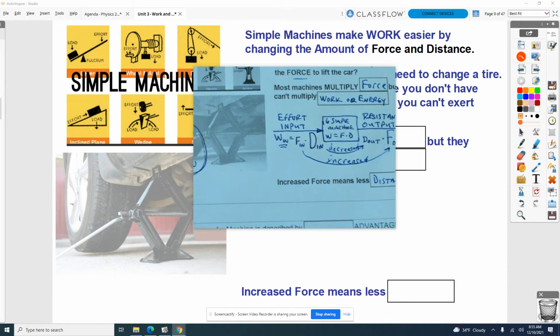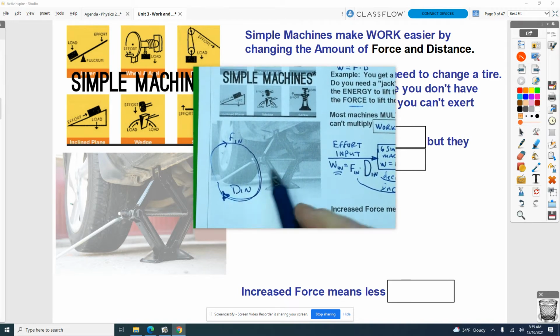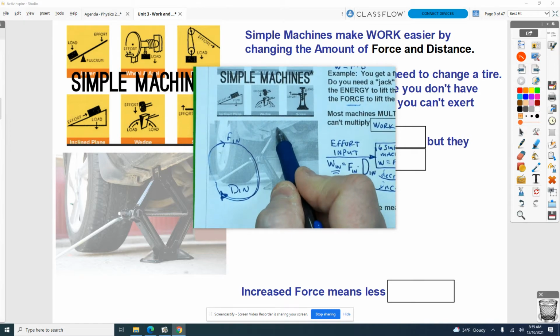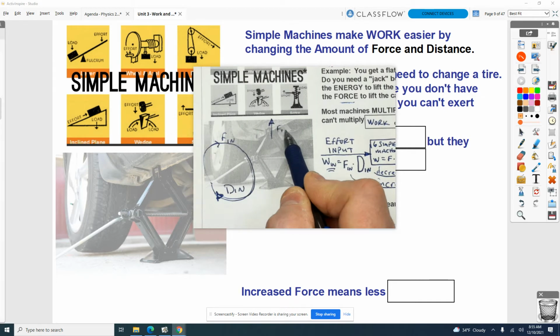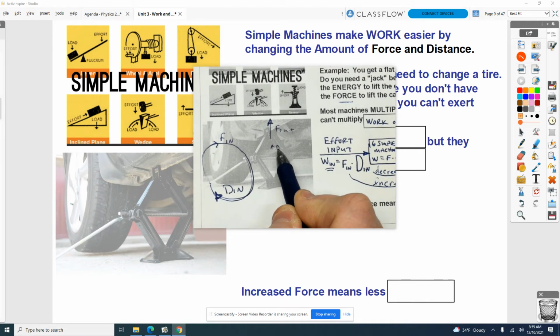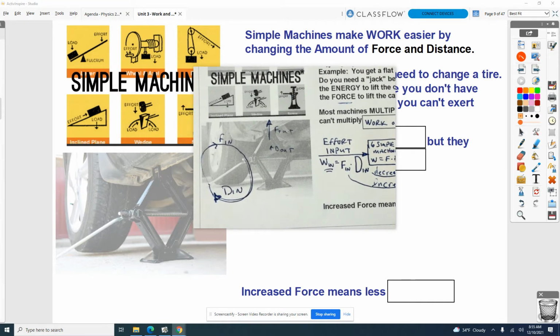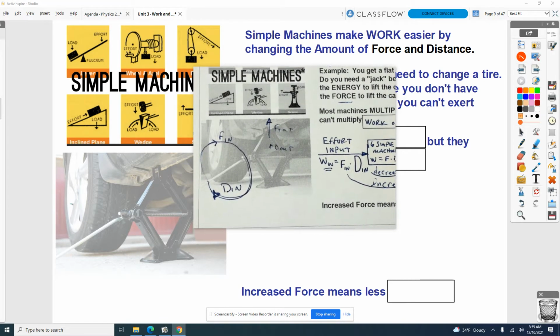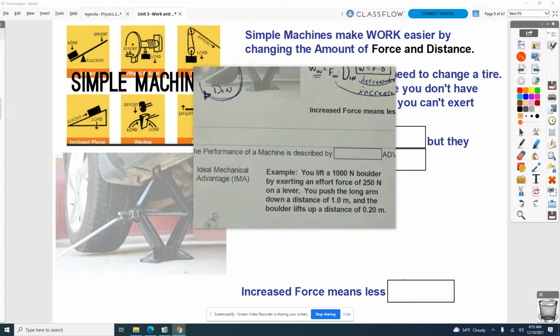So going back to this example, you exert a small force through this really big distance. This thing is able to exert then a much larger force to lift that car, but it does so with pushing this thing up just a very small distance. Okay, so now again, demonstrations in class pretty critical here, but if you're not able to see those in class, then this video hopefully will suffice.